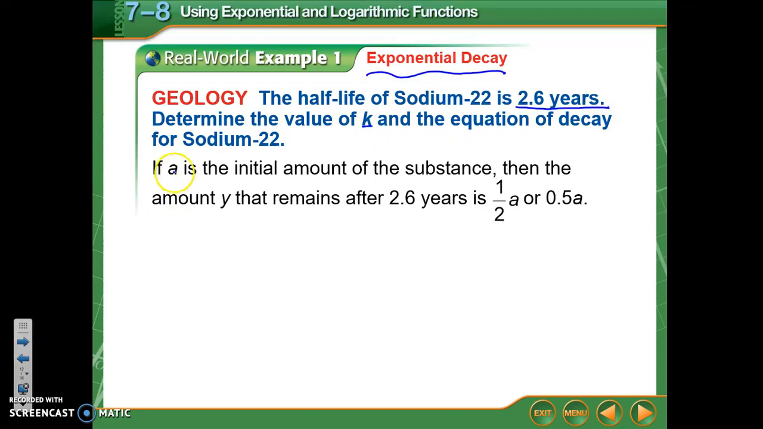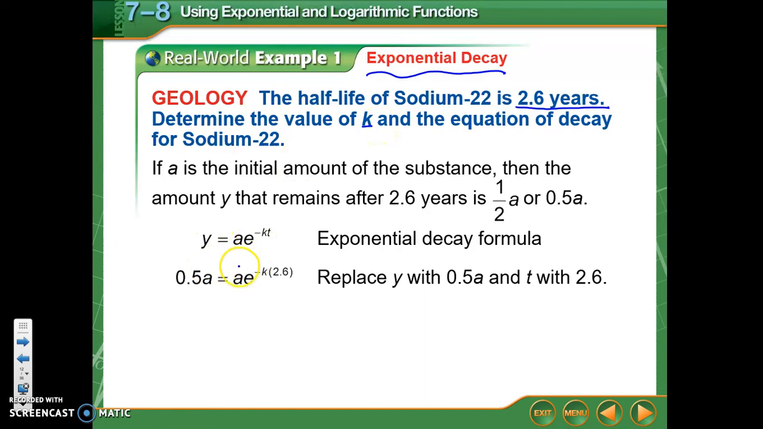All right, so A is the initial amount, right? But we don't know the initial amount here. So we're going to think about what we could do. The amount that would be remaining after 2.6 years would be half of that, because 2.6 is the half-life. So if A is my starting amount, the amount that I would have left after 2.6 years is 1/2 times A. So I know I'm using decay, because half-life is always decay. It's how long it takes it to cut in half, to reduce by half. And then A is my starting amount. 0.5A is how much I have left after 2.6 years.